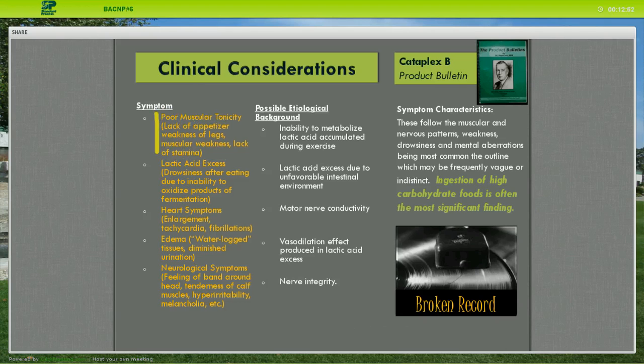talking about today. So when you look at the symptoms that are presented in the product bulletin, they're very similar to what we just talked about. So heart enlargement, lactic acid excess, neurological symptoms. And the reminder that the ingestion of high carbohydrate foods is often the most significant finding. So you'll notice today we're going to sound a lot like a broken record because we're going to be saying a lot of the same things over and over again.